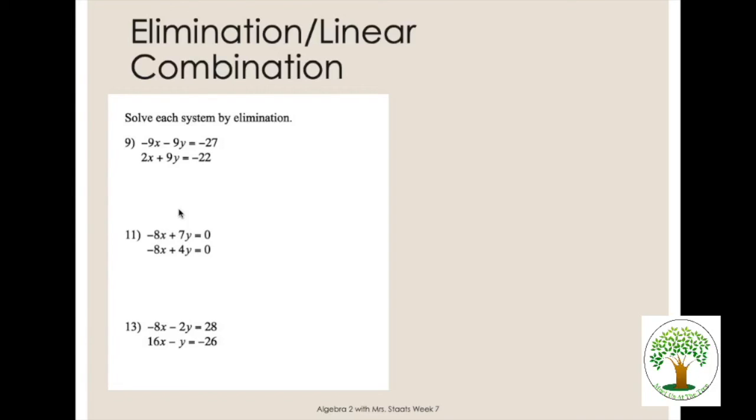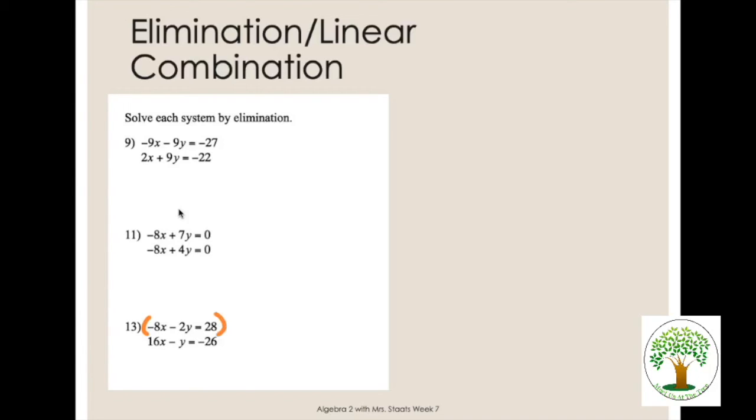All right, number 13. We're skipping several of them. Now, 13 doesn't have the same number that we can cancel something out. But we can multiply by a number to cause some things to cancel out. So we could make the x's cancel by multiplying the top by a 2. We could make the y's cancel by multiplying the bottom by a negative 2. So you're going to choose what you want to do. The top one. Okay, so we're going to multiply the top.